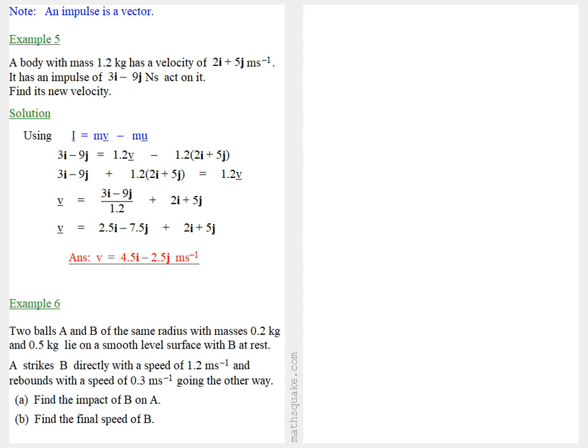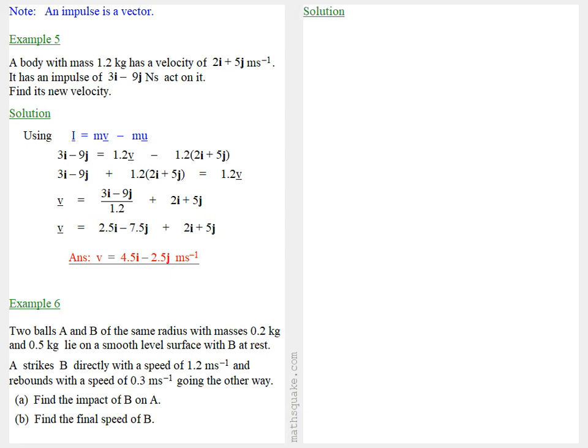Let's look at one more example, example 6. Two balls A and B of the same radius with masses 0.2 kilograms and 0.5 kilograms lie on a smooth level surface with B at rest. A strikes B directly with a speed of 1.2 meters per second and rebounds with a speed of 0.3 meters per second going the other way. In part A, we're asked to find the impact of B on A.